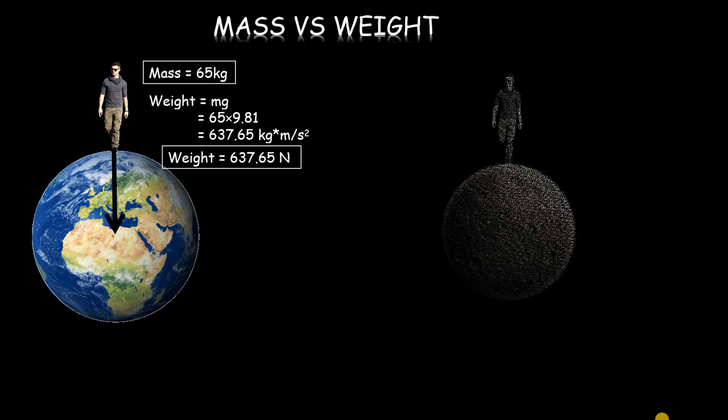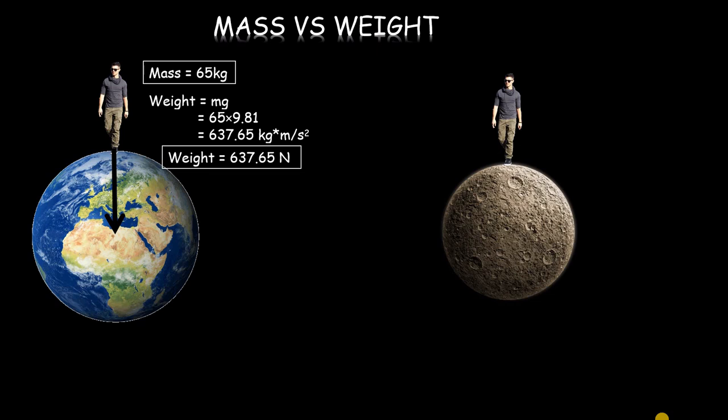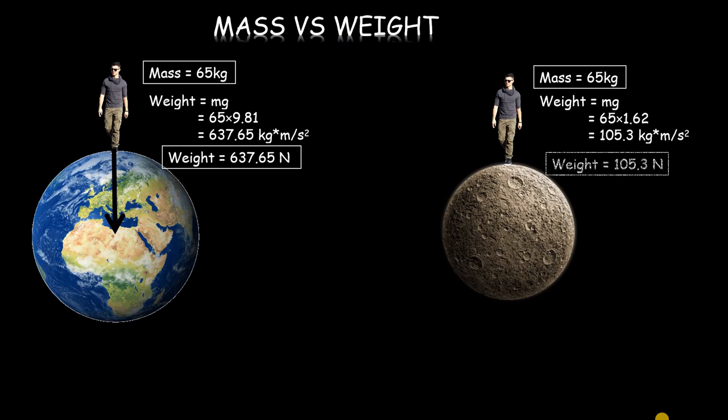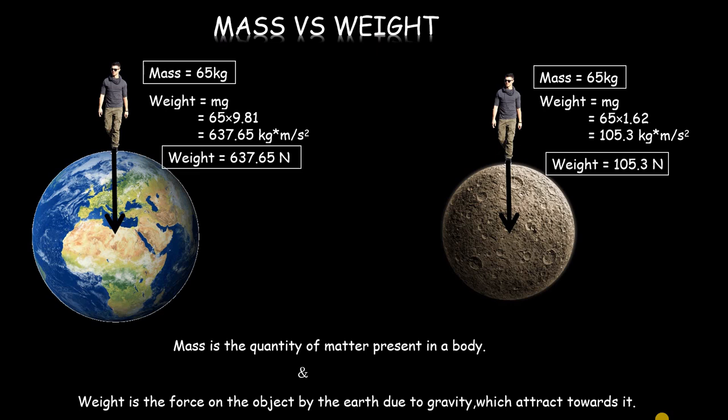By contrast, on the surface of the moon, the same person still has the same mass of 65 kg but weighs only 105.3 newtons, which means that only 105.3 newtons is required to pull towards the center of the moon. By these two conditions, we can conclude that mass is the quantity of matter present in a body which does not change with the place, and weight is the force on the object by the earth due to gravity, which attracts it towards itself, and it will change with the place because the gravity changes with the place.